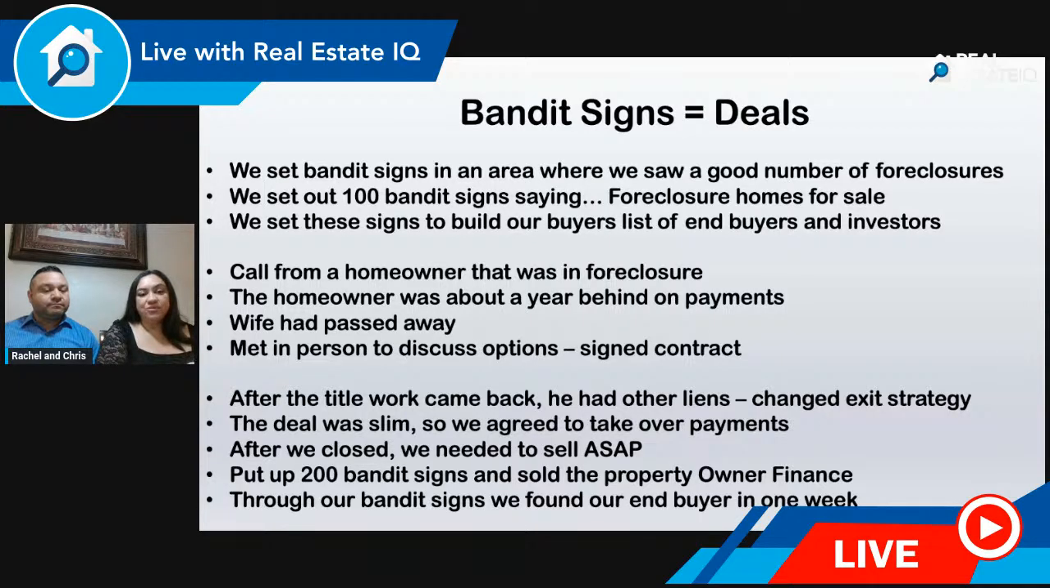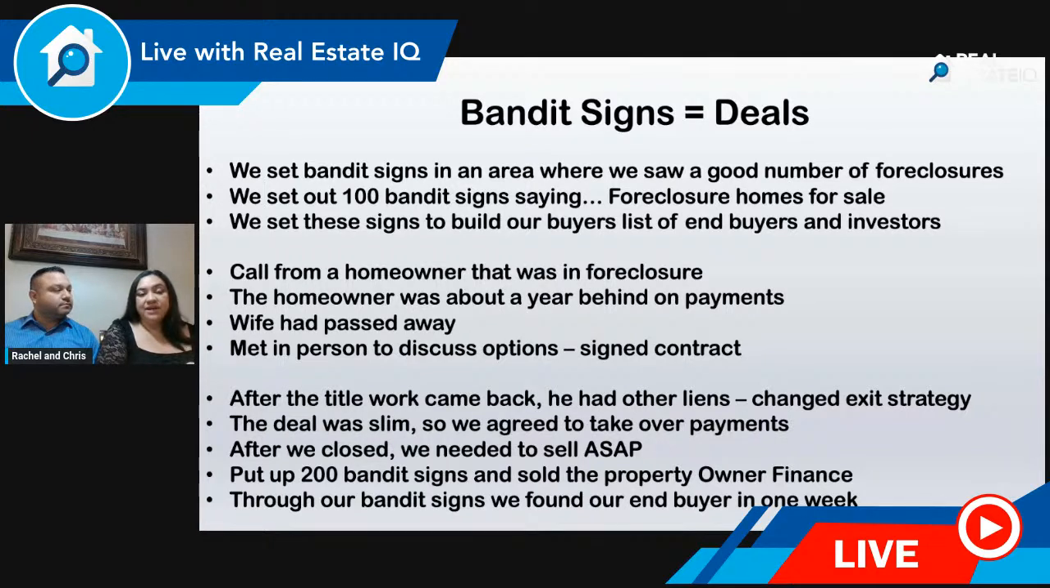After title work came back, there were a few more liens on the property. So our initial thought was something else. We ended up changing and shifting a little bit. There wasn't a lot of money on the deal, so we went ahead and took over his payments. After we closed, we needed to sell it immediately.